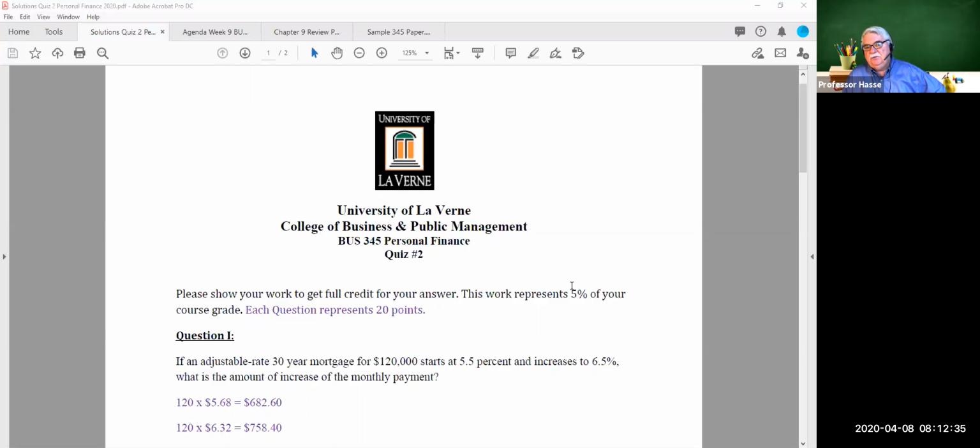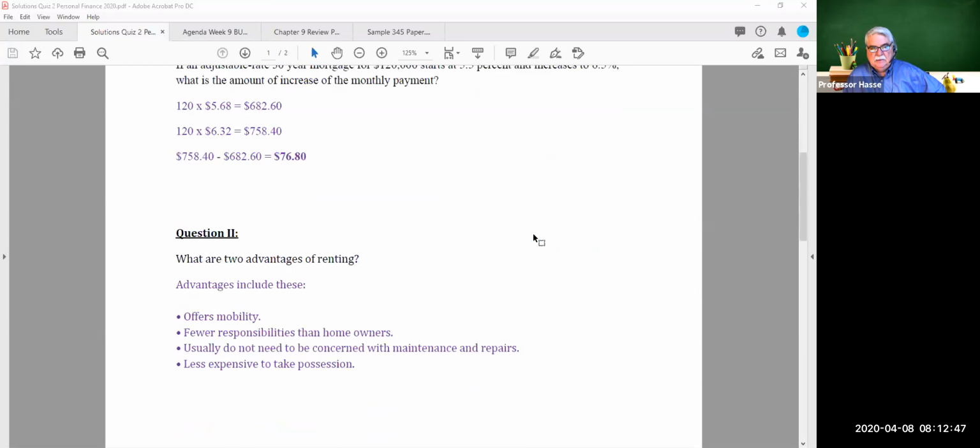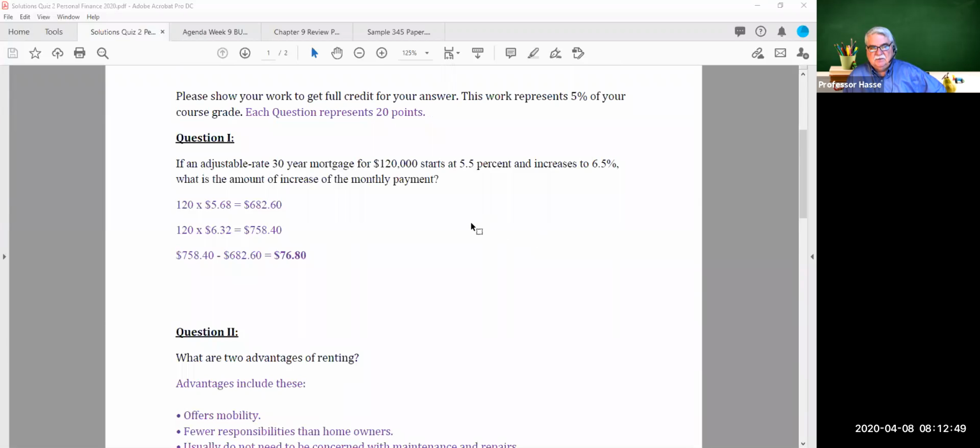Each of the 5 questions is worth 20 points. And it's asking you a variety of information from our chapters of the last couple of weeks. And a couple things to note on this. Example, question number 1. If an adjustable rate mortgage for $120,000 starts at 5.5% and increases to 6.5%, what amount of the increase is of the monthly payment?